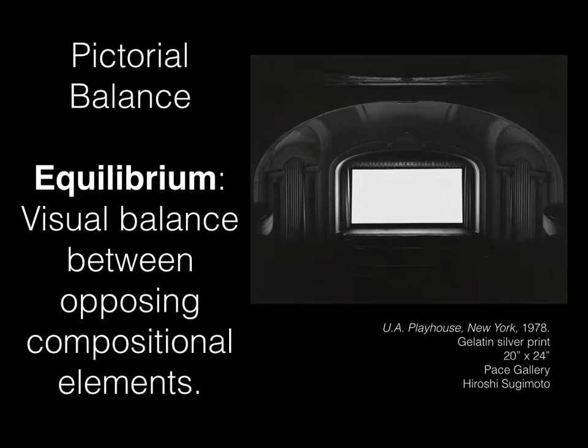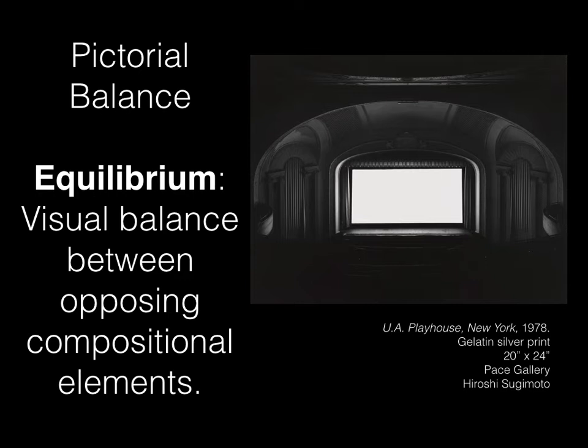Another tool of pictorial balance is the equilibrium. When we talk about equilibrium, we're talking about visual balance between opposing compositional elements. Equilibrium is when things come together to achieve balance. There's an equal footing that things are standing on.